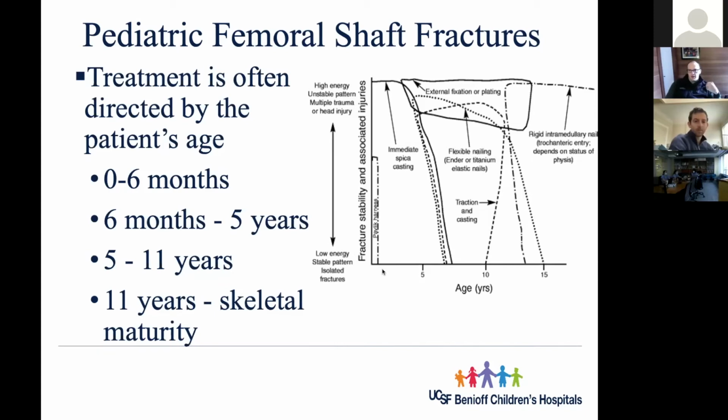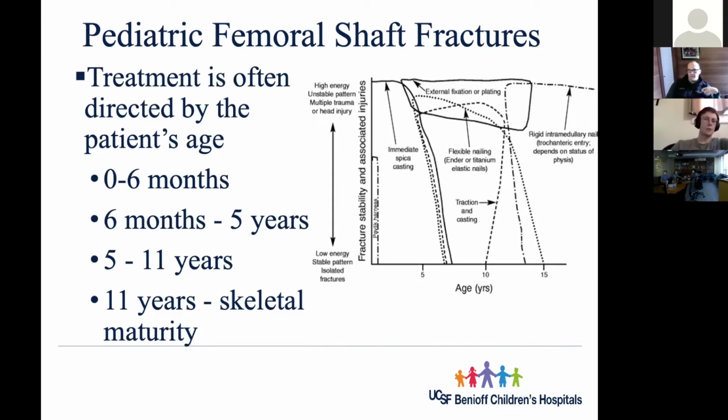So, Charlie, I see you on video, and I know you've recently been to CHO. Tell me about the basic breakdown, and you've got these 4 categories here. What is the basic treatment for those injuries, like a femur fracture in a 0 to 6 month old?